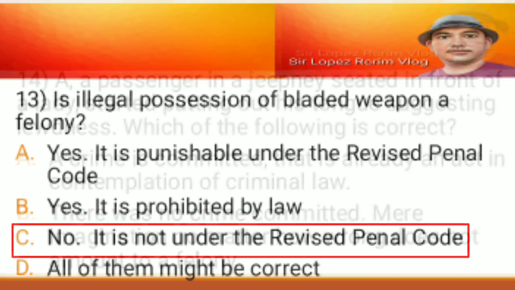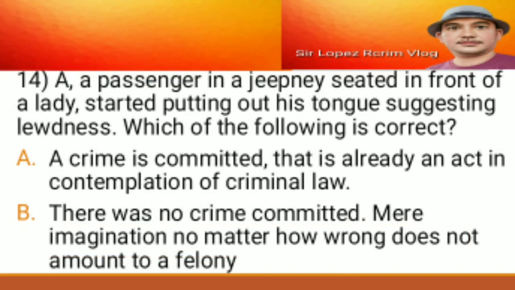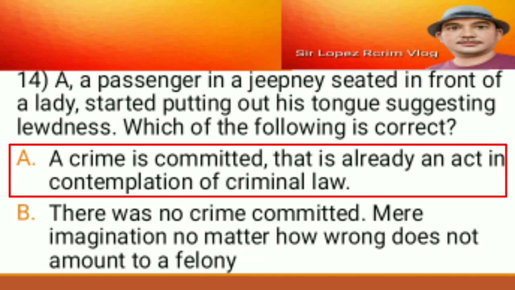Number 14. A passenger in a jeepney seated in front of a lady started putting out his tongue suggesting lewdness. Which of the following is correct? Letter A, crime is committed, that is already an act in contemplation of criminal law. Letter B, there was no crime committed, mere imagination, no matter how wrong, does not amount to a felony. The correct answer here is letter A. Okay? Putting out your tongue is already an act that is prohibited by law if it suggests lewdness.